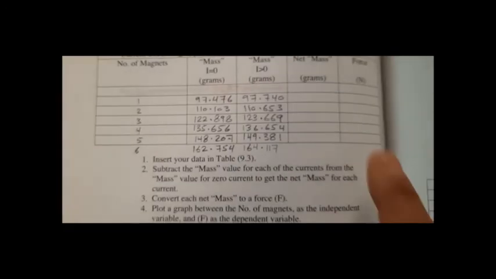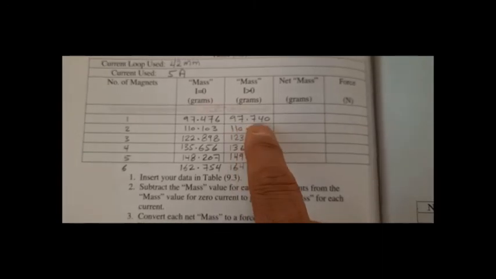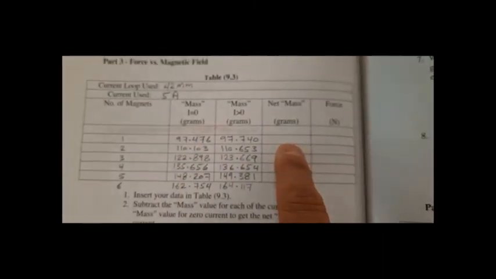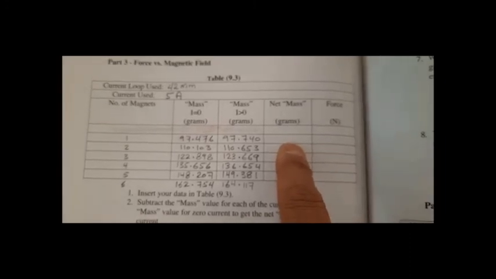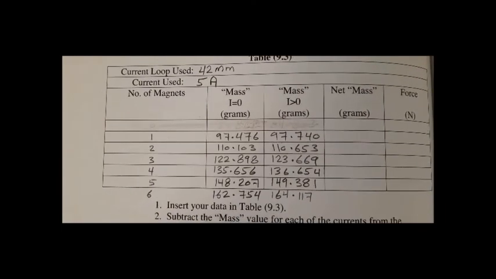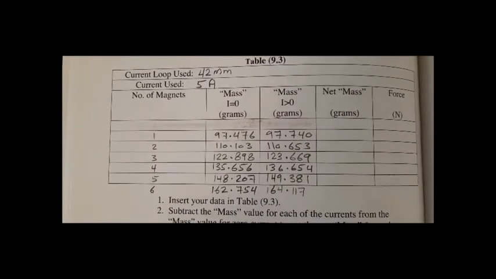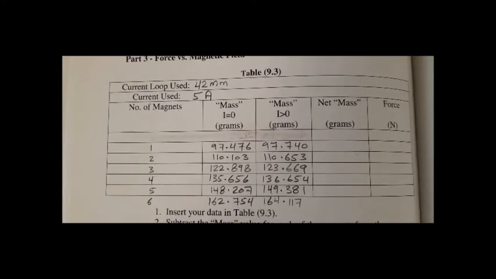Now in this part, in every reading we must subtract. So for example here we must subtract 97.740 minus 97.476. This is the net mass divided by 1000 times 9.8. This becomes the force. The second reading we do the same, until we do this for all the readings. And this is the end of this experiment, and I hope it was clear. Thank you.